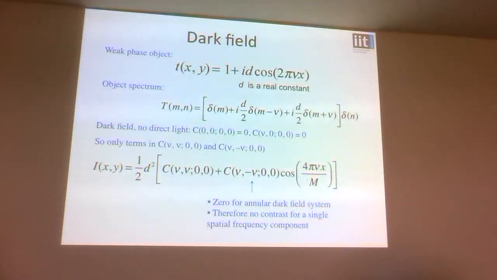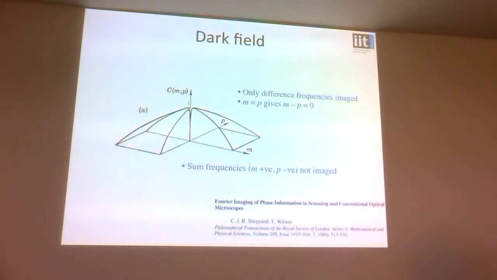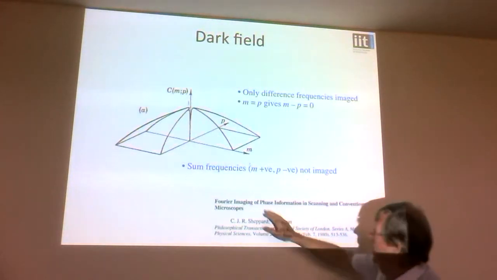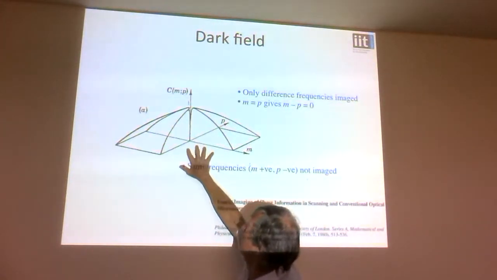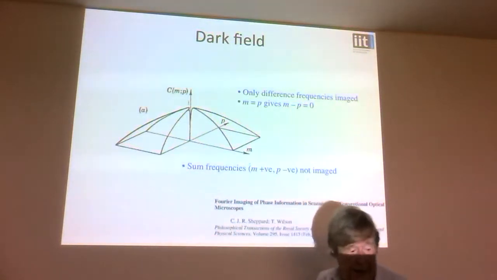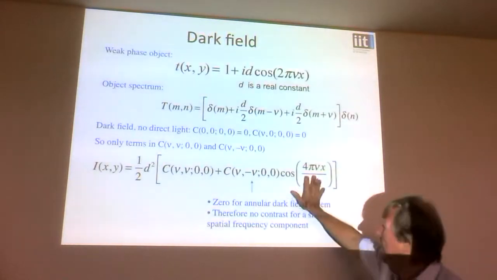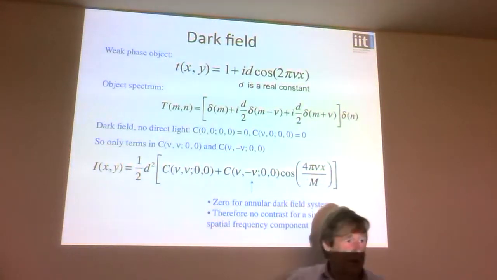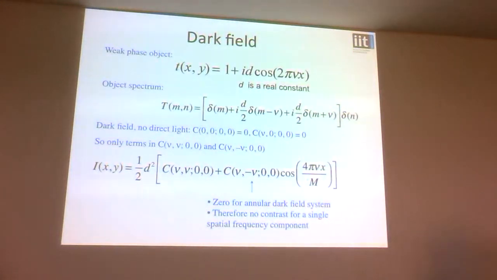This next slide shows this. If you calculate this transmission cross coefficient for a dark field system, you'll see that this quadrant here has got nothing in it. It's 0. And so that means that this term vanishes. We're just left with this, a constant. So you don't see the phase information.